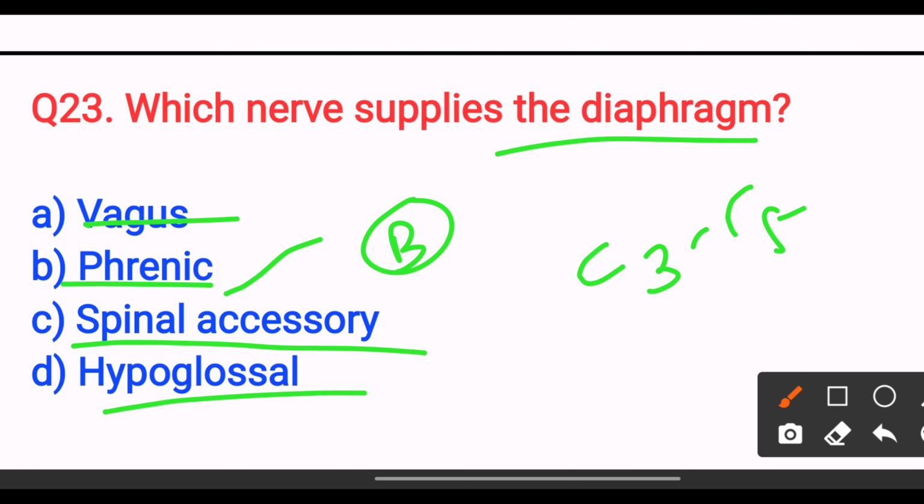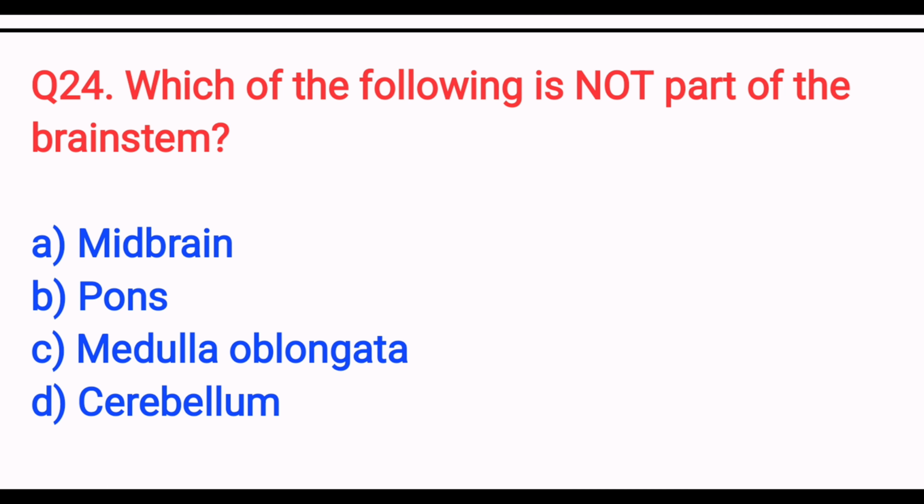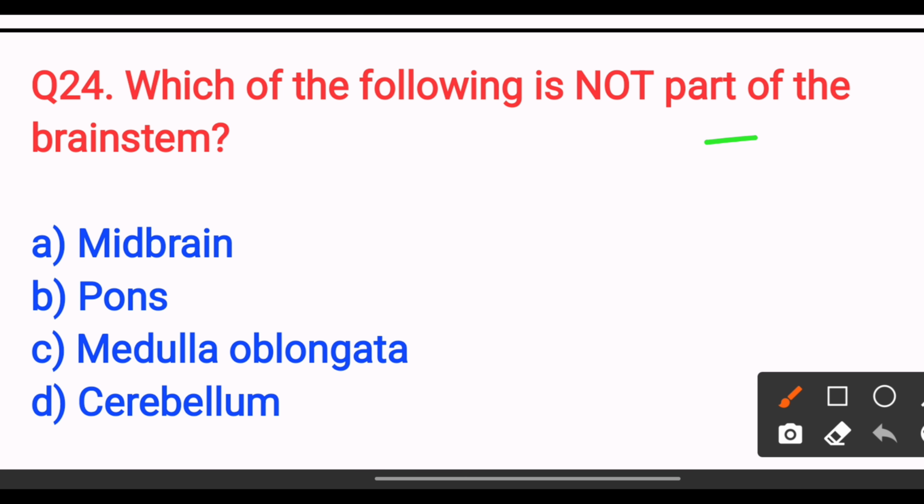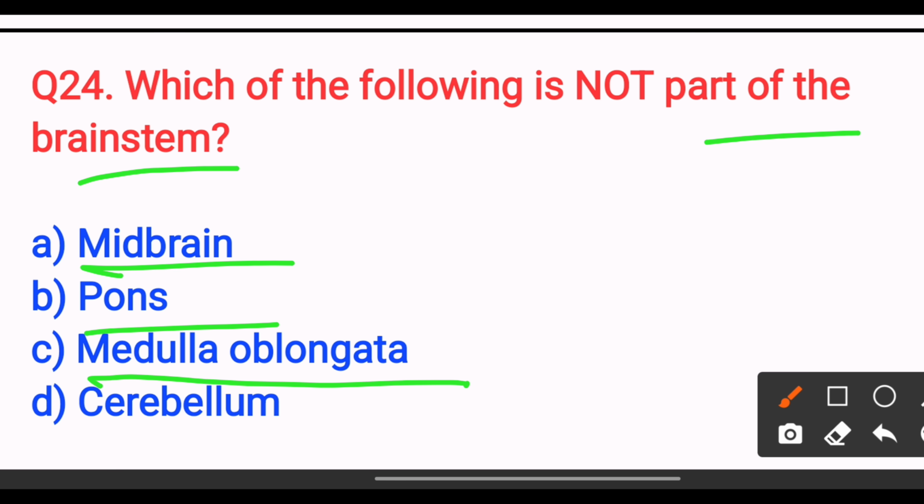Next, which of the following is not part of the brainstem? Option A, midbrain. Option B, pons. Option C, medulla oblongata. Option D, cerebellum. The answer is option D, cerebellum. Brainstem consists of midbrain, pons and medulla oblongata, but not cerebellum. So the answer is option D.